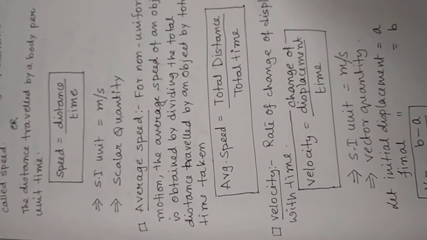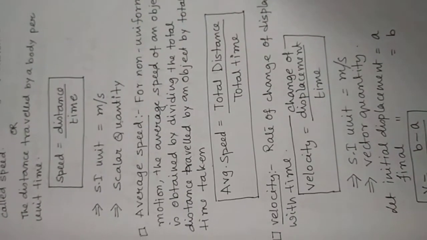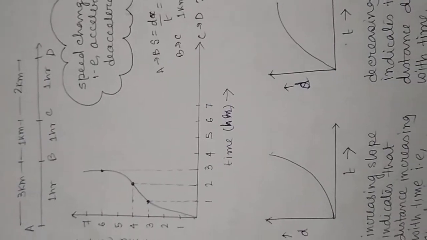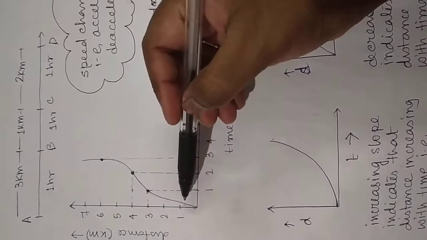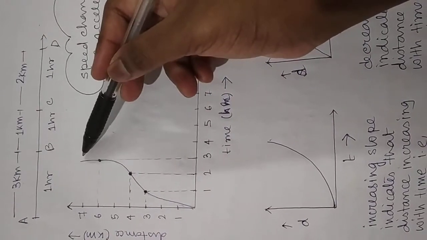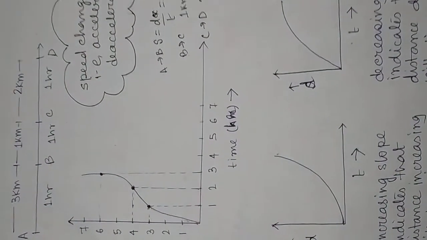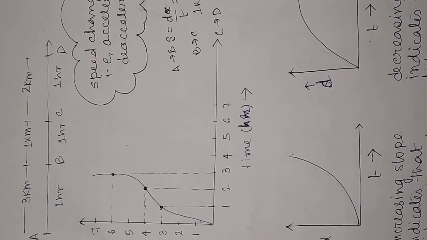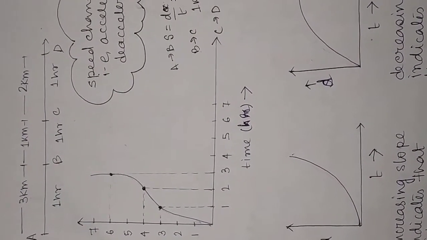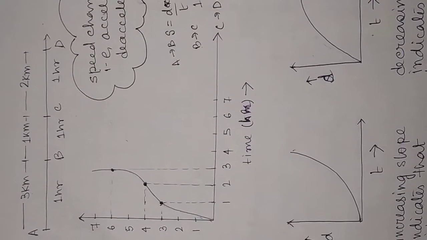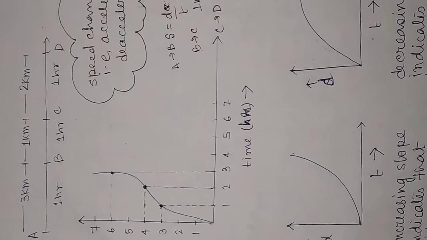Next we will come to average speed. Now in case of non-uniform motion, let's go to a previous class. In case of non-uniform motion, you have seen that sometimes the speed is higher, sometimes it's lower, sometimes it's again higher. So it's very difficult for us to actually tell that the body is traveling with say 2 km per hour or 3 km per hour. So there is no specific speed which we can say.